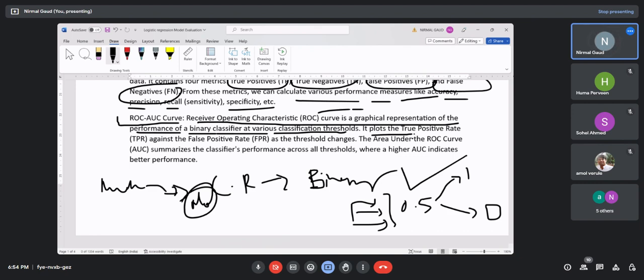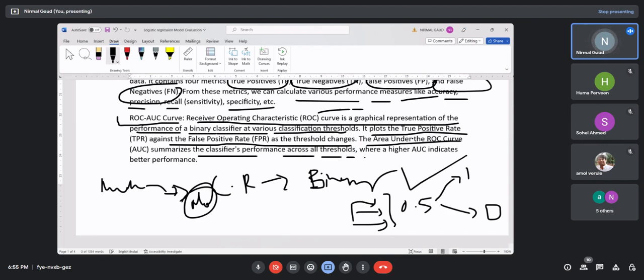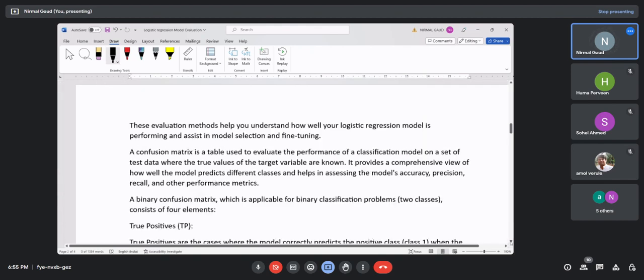So the ROC plots the true positive rate against the false positive rate. What is TPR and FPR? The receiver operating characteristic plots TPR and FPR as the threshold changes. I will teach you this ahead. The area under the curve summarizes the classifier performance over all the thresholds. The higher the AUC, the better your model performance. So we will talk about what these terms are.